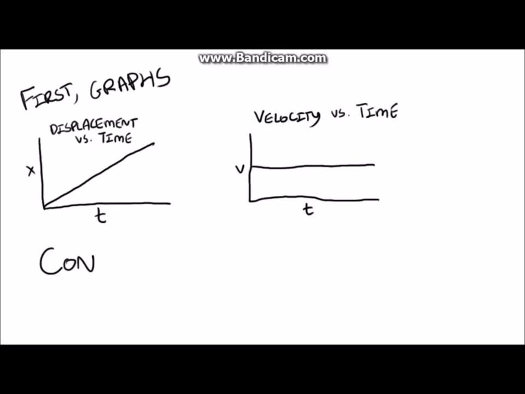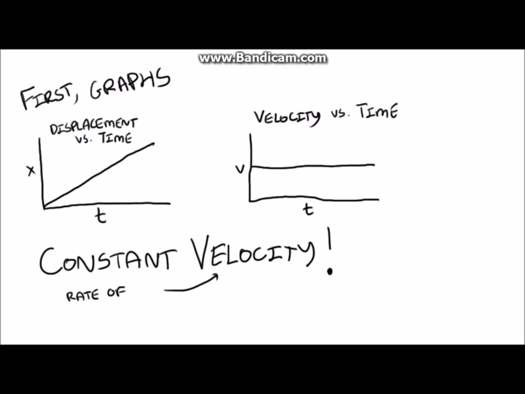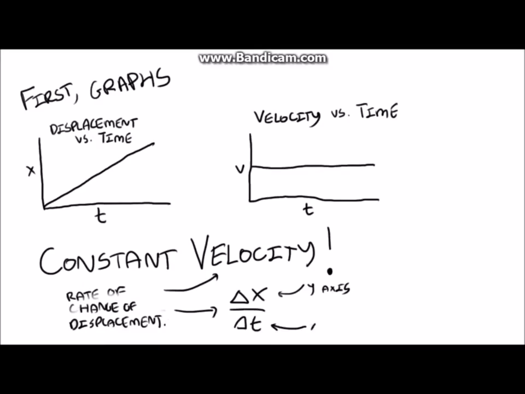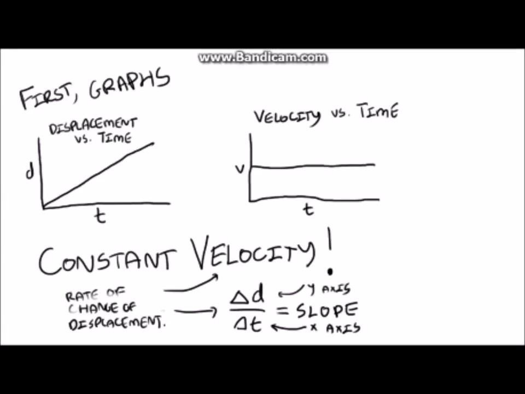This is a velocity versus time graph, which is a straight horizontal line. Again, these represent constant velocity. Why? Because velocity is just the rate of change of displacement, or the slope of displacement, which is, as you know, change in y over change in x. The displacement versus time graph has x on the y-axis, though, which is kind of confusing, so we'll just change that to a d. So change in d over change in t, which is on the x-axis. T is on the x-axis. As you see, I kind of labeled them.